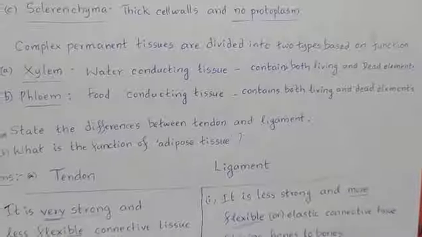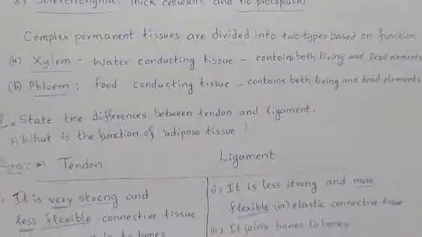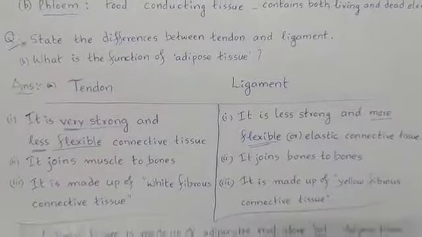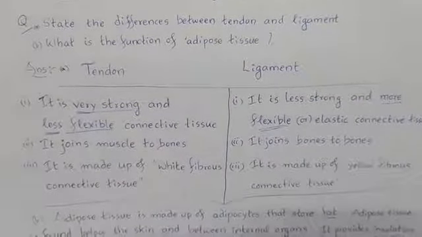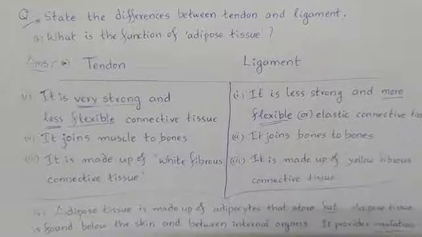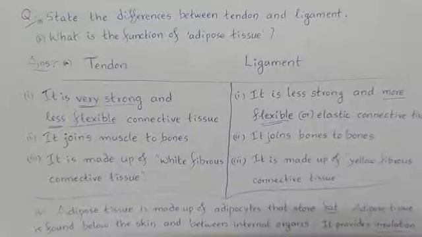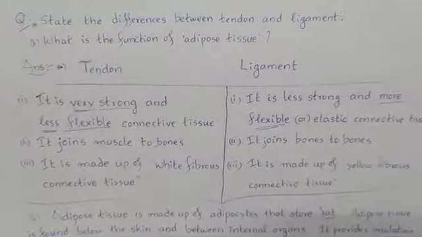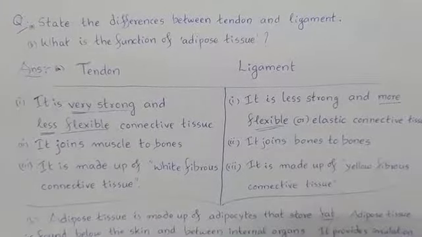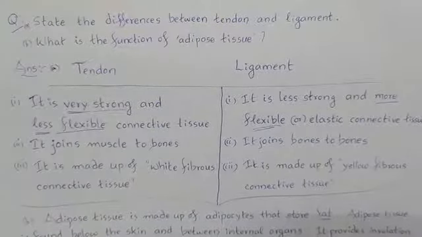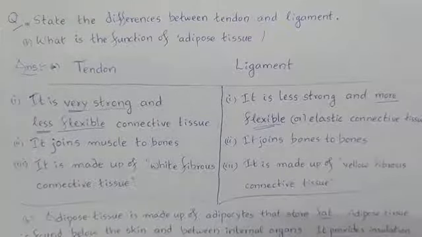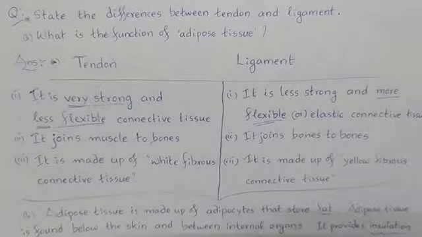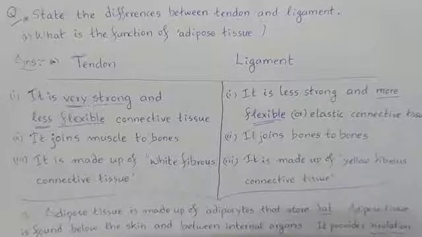Coming to the differences between tendon and ligament, and the function of adipose tissue. Tendon and ligaments are both connective tissues. Tendon connects bone to muscle. It is very strong and less flexible. Ligament connects bone to bone and is less strong but more elastic and flexible. Tendon is made up of white fibrous connective tissue and ligament is made up of yellow fibrous connective tissue.